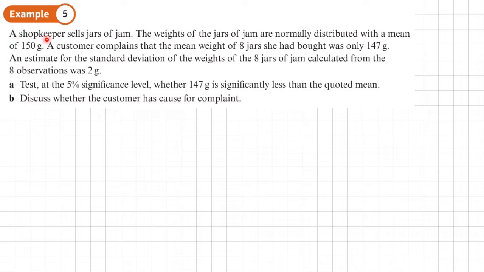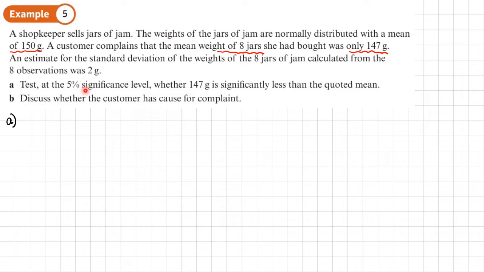Example 5. A shopkeeper sells jars of jam. The weights of the jars of jam are normally distributed with a mean of 150 grams. A customer complains that the mean weight of the 8 jars she had bought was only 147 grams. An estimate for the standard deviation of the weights of the 8 jars of jam calculated from the 8 observations was 2 grams. So you can see in this question we don't know what the population variance is. We know what the population mean is, 150.